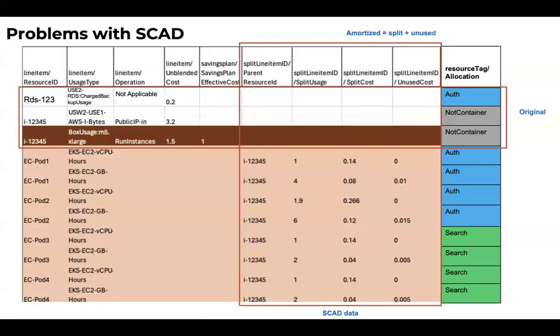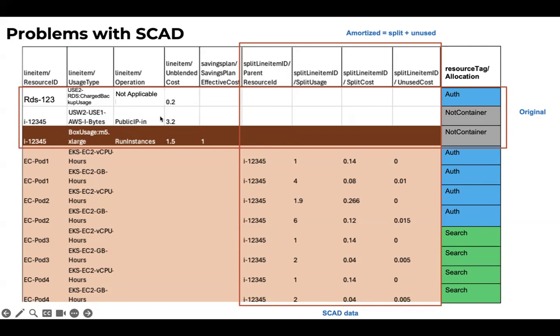Now let's look at how SCAD generates this data and what it actually does, right? By looking at a CUR snippet. So if you did not have SCAD, you will only have the first three line items in this CUR snippet, basically. So the first line item corresponds to the RDS instance, and that's costing 20 cents in unblended cost. And then you have this EC2 instance that we're talking about, which is 12345 is the resource ID. And it is doing a data transfer.